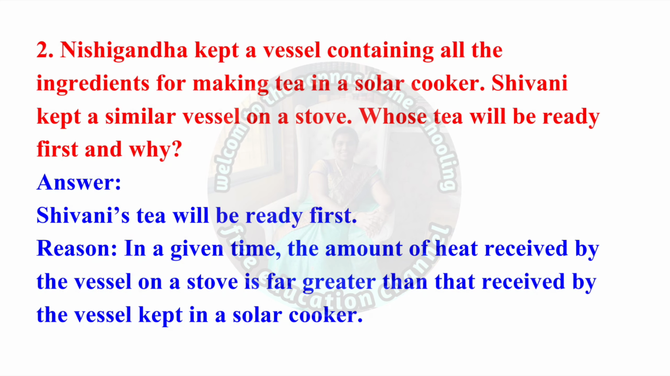Question 2. Nishigandha kept a vessel containing all the ingredients for making tea in a solar cooker. Shivani kept a similar vessel on a stove. Whose tea will be ready first and why? Answer: Shivani's tea will be ready first. Reason: in a given time, the amount of heat received by the vessel on a stove is far greater than that received by the vessel kept in a solar cooker.